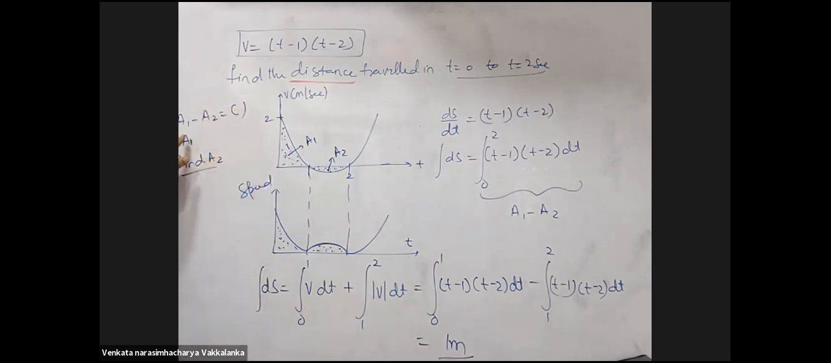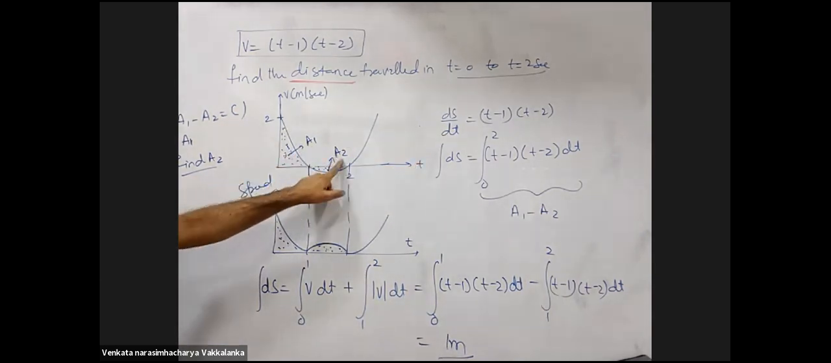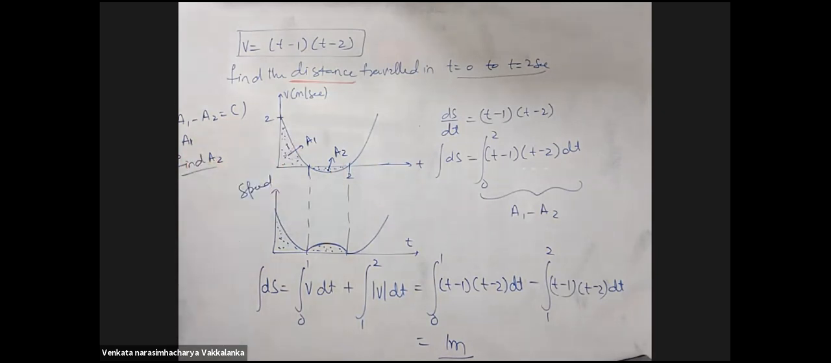I am okay with it. Now calculate the integration from 0 to 1. You will get A1. Subtract, you will get A2. Now A1 plus A2 is your answer. Okay, sir.